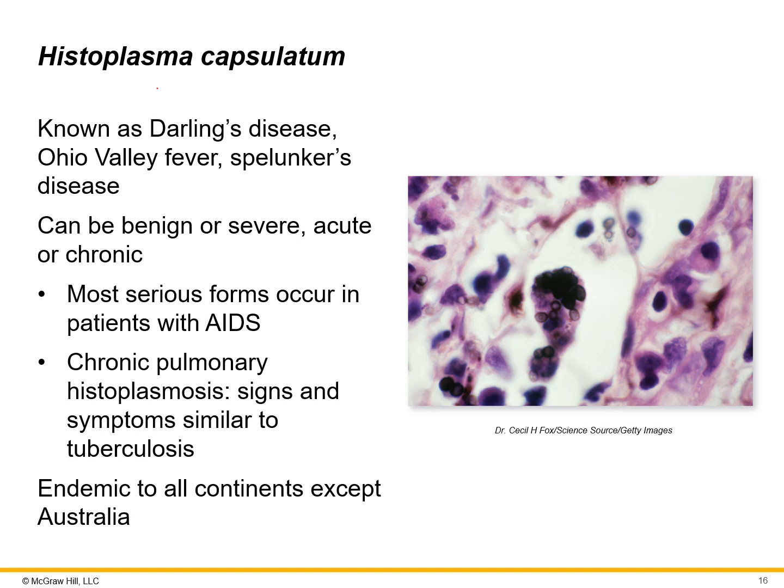Another causative agent, Histoplasma capsulatum. This is known as Darling's disease, also called Ohio Valley fever or spelunker's disease. So spelunkers, thinking about those in caves. This can be benign, so like no symptoms, or severe, can be acute or chronic. Most serious forms, though, are seen with those individuals with AIDS that are immunocompromised. Chronic pulmonary histoplasmosis can occur where the signs and symptoms look a lot like tuberculosis. And this is actually endemic on all continents except for Australia.